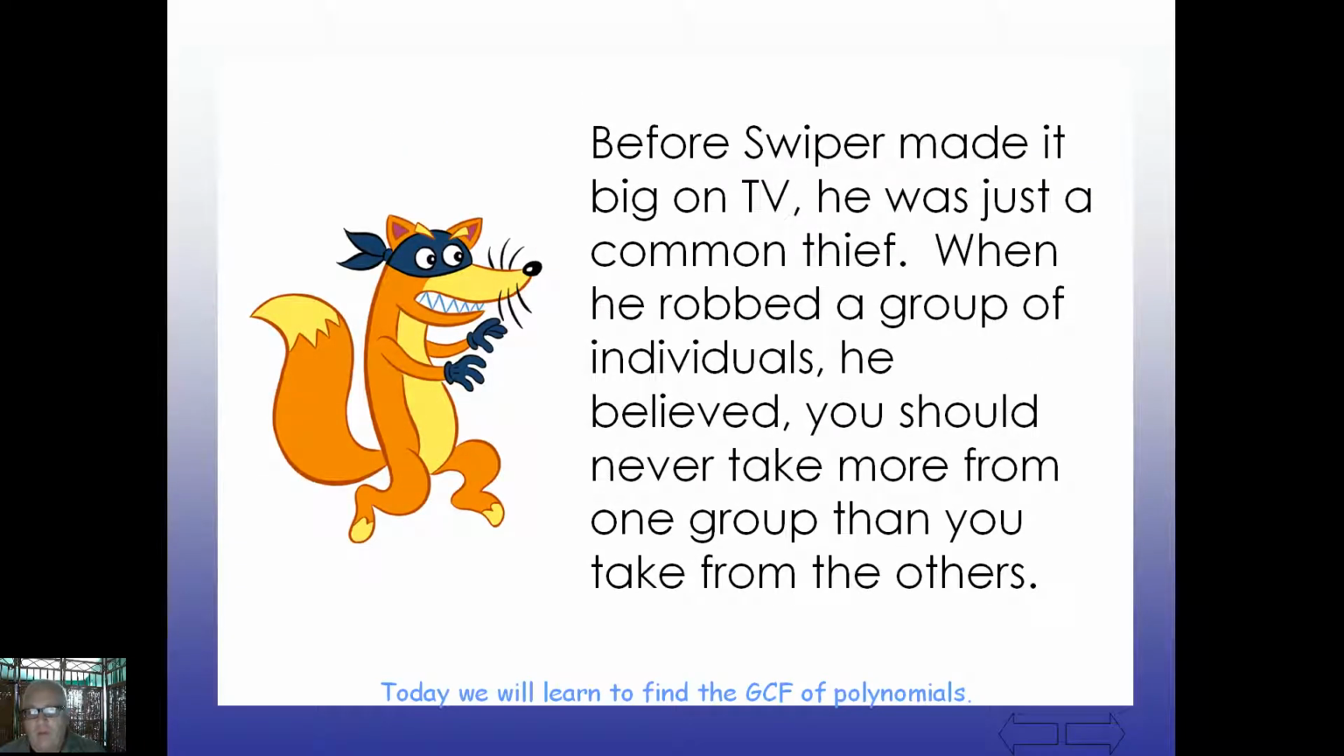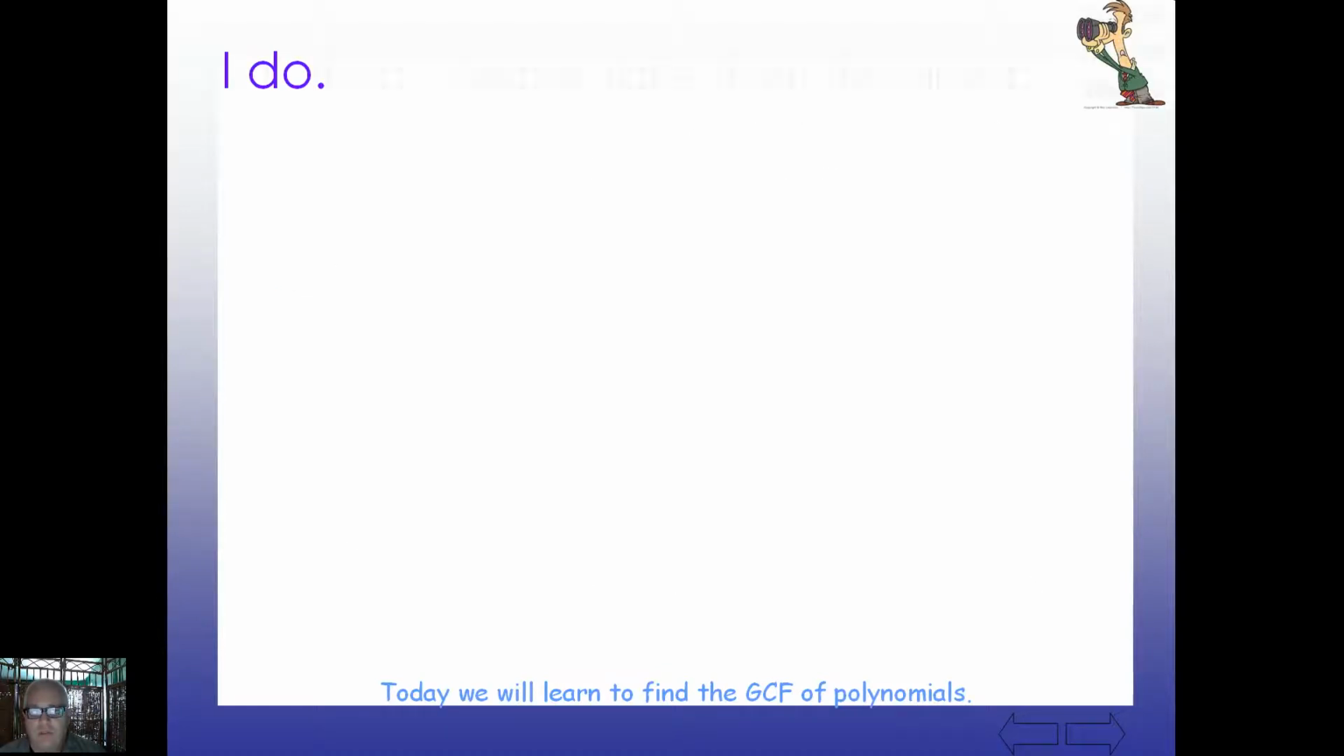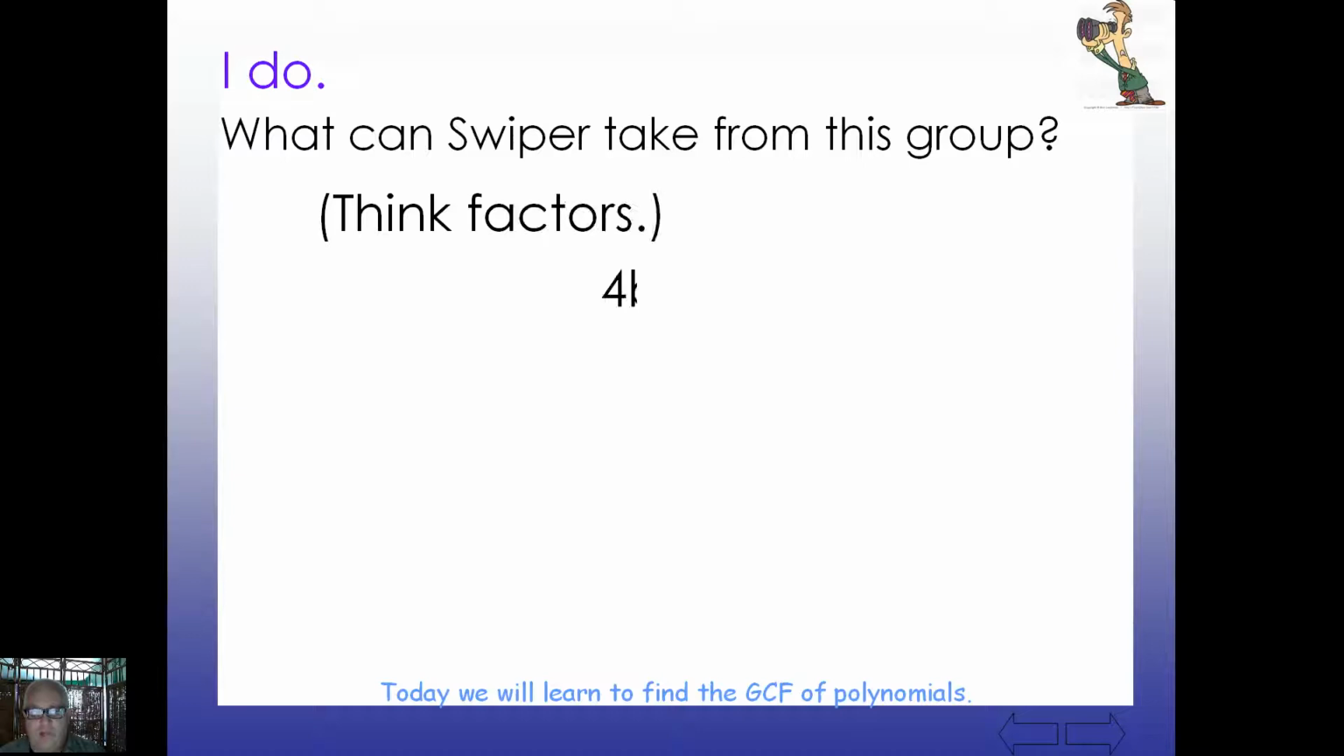Alright, you remember possibly this guy. A lot of my students remember this guy Swiper. So before Swiper made it big on TV, he was just a common thief. When he robbed a group of individuals, he believed you should never take more from one group than you take from the others.